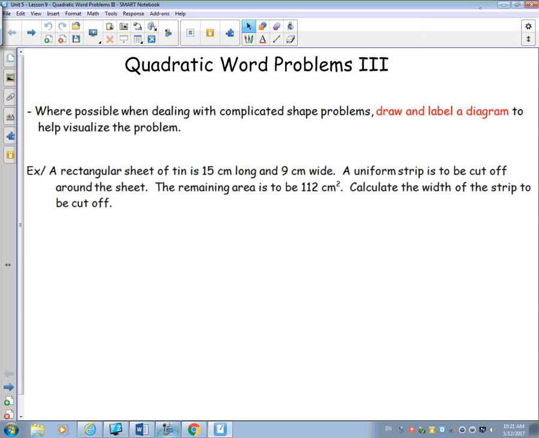This lesson is the last of the 3 word problem lessons. We're going to examine some slightly more complicated shape problems, ones that are maybe rectangles inside rectangles, or there's something going on in them. When we do these questions, my biggest suggestion is draw a diagram. Label some things in there, put some variables inside your diagram. Think about what the question is trying to tell you to help yourself make an equation.